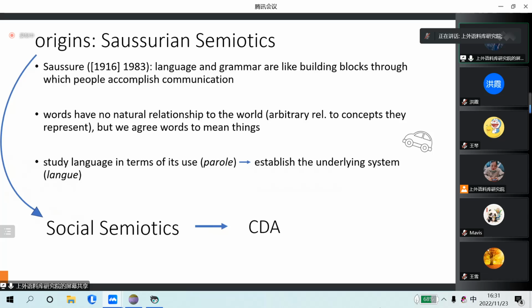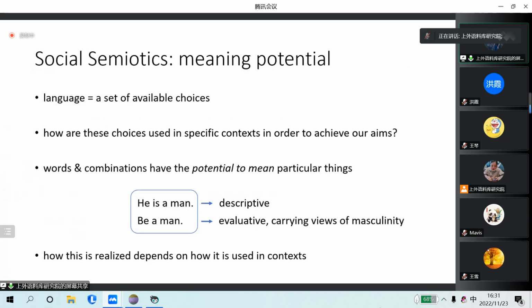Now, if we look at social semiotics, it fiddles with this. It kind of widens this, if you will. It says that signs don't have a fixed meaning. Rather, they have meaning potential. So it sees language not as fixed meanings, like, oh, this is that, this is that. It sees it as a set of available choices. And when these different words are placed in different contexts, they might actually take on different meanings.